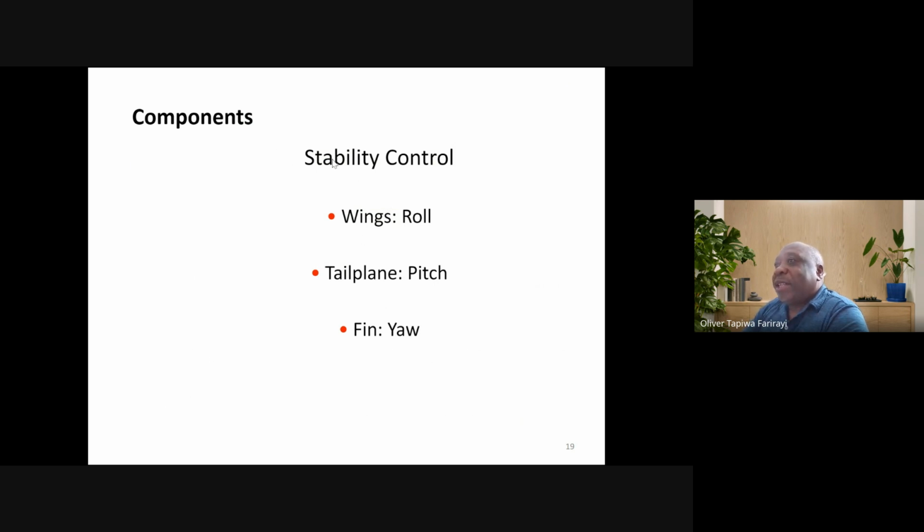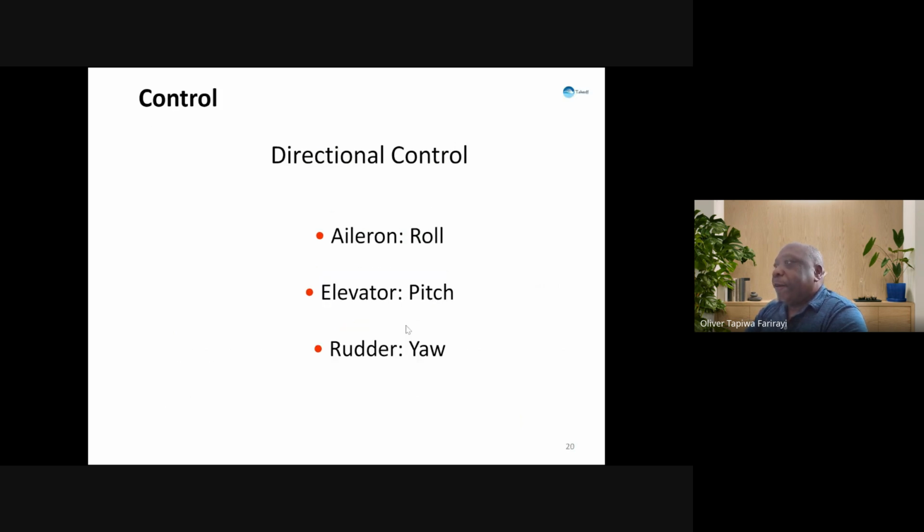So let's look at the stability components. Wings, you can use them to roll. Tail plane, you can pitch up or down. Fin is to yaw around, that is the turn around the axis at level of flight. Directional control: aileron, you roll. Elevator, you pitch. Rudder, you yaw.